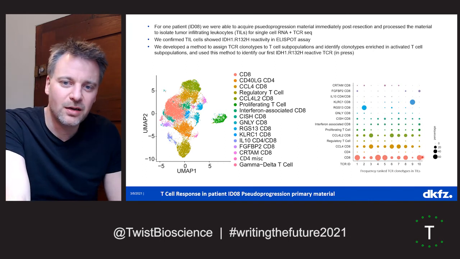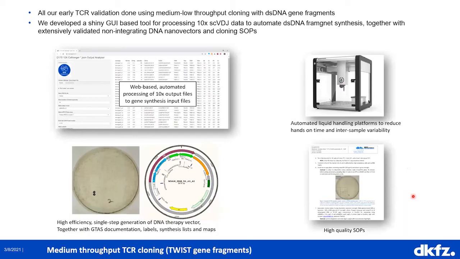So up until this point, we were doing medium to low throughput cloning. We're using double-stranded DNA fragments, and we put in a lot of work, and this is, as it were, kind of classical cloning. We developed graphical tools to facilitate the analysis of 10x and automate the process of going from single-cell data through to fragments that we want to have synthesized and cloned. We were working with cheap liquid handling platforms, had very highly optimized cloning, and very detailed SOP. So we're really churning through these things.